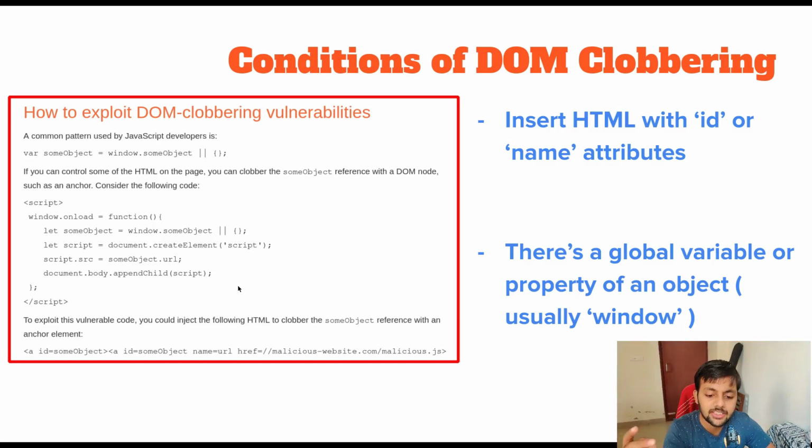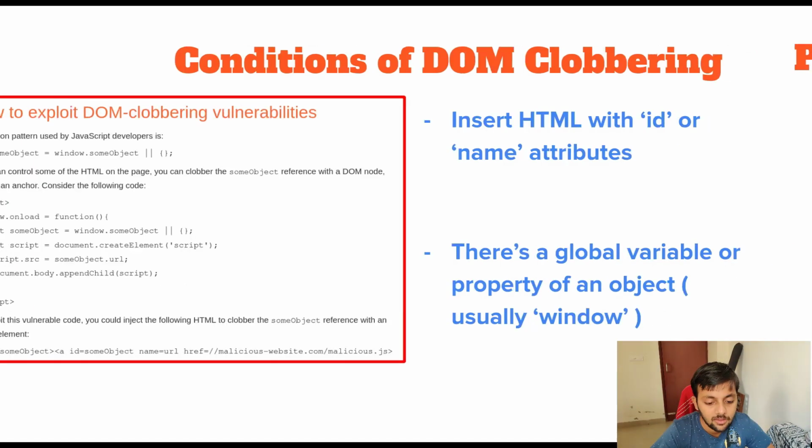If I talk about the conditions, you could see the anchor tag had ID and name, so the attacker was able to insert that. The first condition is being met. The second condition was that there should be a global variable that we have to clobber. And here we saw there was a someObject global variable, window.someObject, that was being assigned to another variable. So we clobbered that global variable.